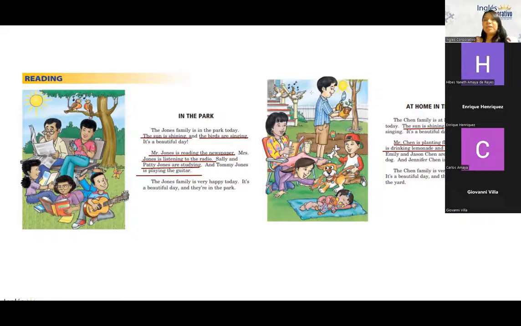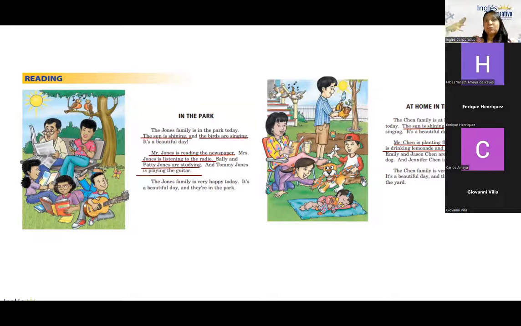Perfect. Okay. So in this case, guys, as you can see right here, we have two short readings, where we can see that we are using the present continuous. Look at this. The sun is shining. What is the meaning of shining? The sun is? Está brillando. Cuando se dice, oh my God, qué bonito está el sol, bien resplandeciente, ¿verdad? Bien brillante.